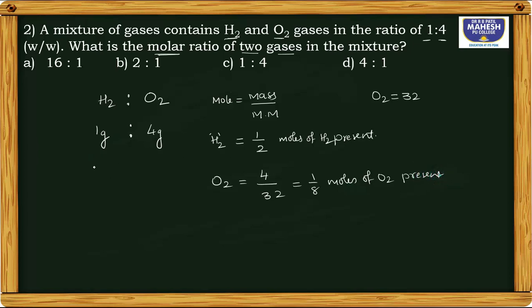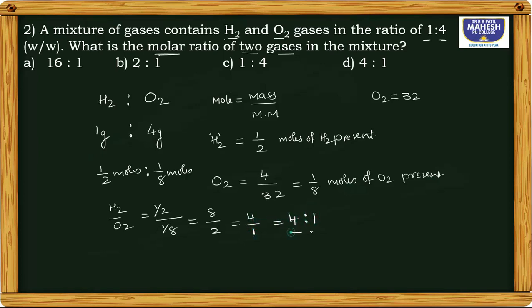Okay, so how many moles of hydrogen are present, students? 1/2 moles. How many moles of oxygen are present? That is 1/8 moles. So the ratio means H2 divided by O2, nothing but 1 divided by 2 whole divided by 1 divided by 8. If I simplify, it is 8/2, nothing but 4 divided by 1, that is 4:1. So which option is the correct one? Option D.